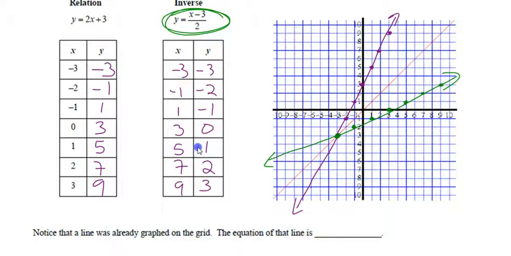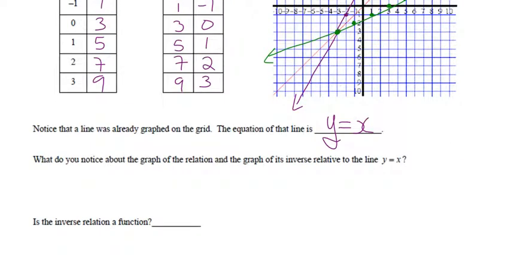So note that a line was already graphed on the grid. What's the equation of the line on the grid? y equals x. What do you notice about the graph of the relation and the graph of its inverse relative to the line y equals x?